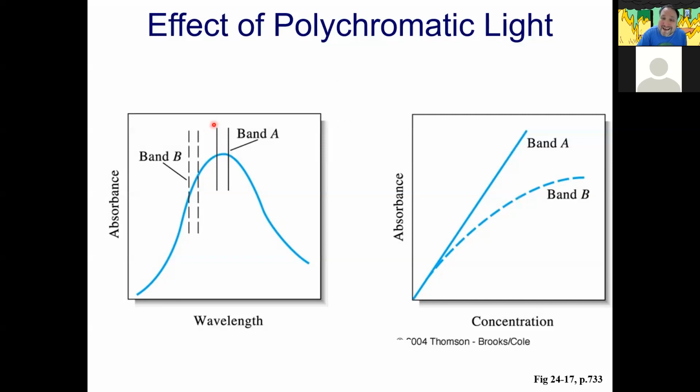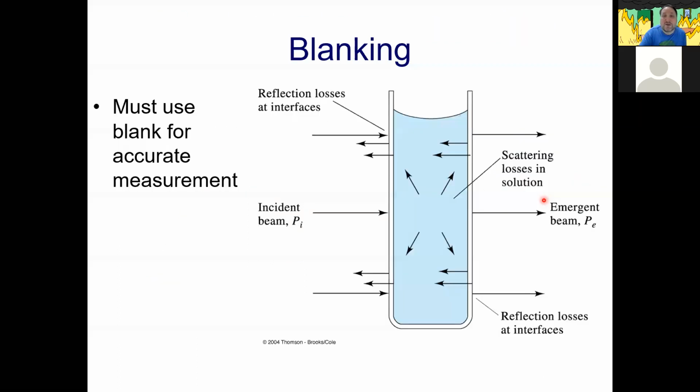And so it looks like our absorbance is lower than it actually is. And so you want to work at just lambda max. You could do it over here at just B. Just wavelength B, you would still get a straight line, but it would be less intense. And if you're blending them together, A and B kind of blend together, and you end up with this kind of curvy line, and it's not linear. So that's bad.